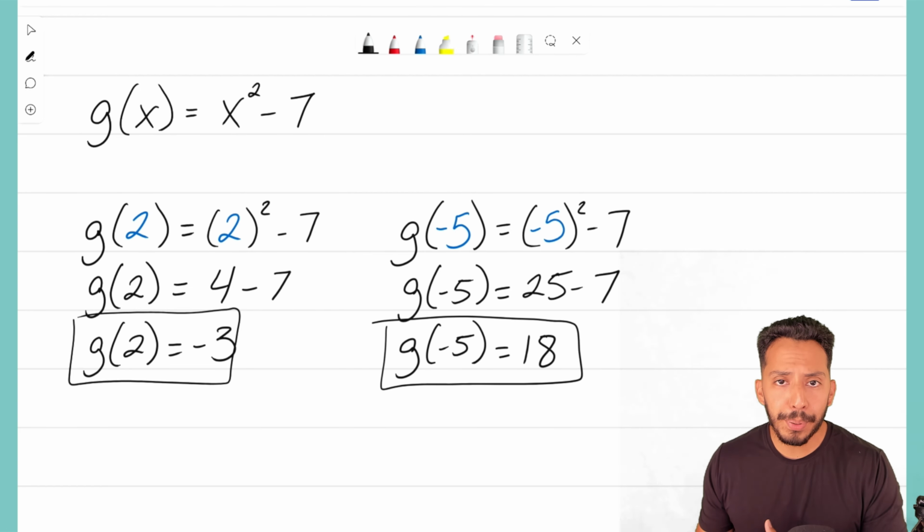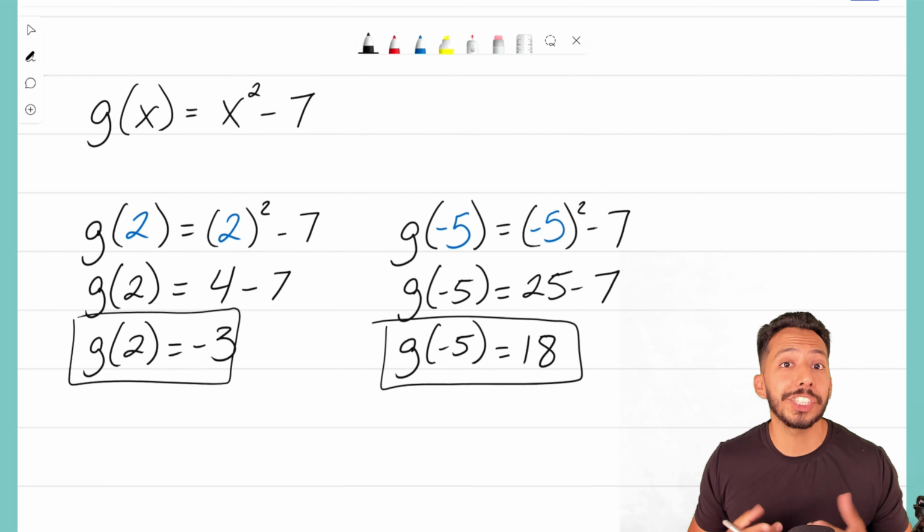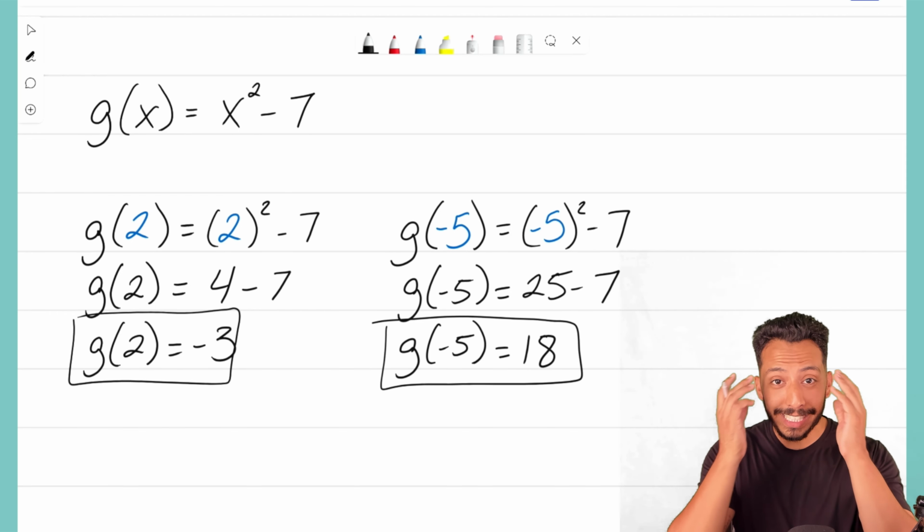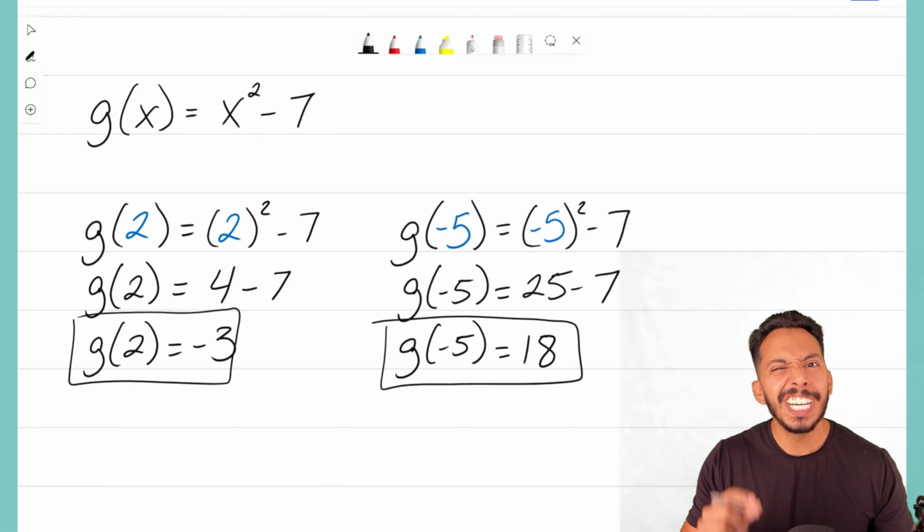Again, an input is giving us an output once it goes through that function g. We saw it there twice, and I hope this video is helping your brain understand functions just a little bit better.